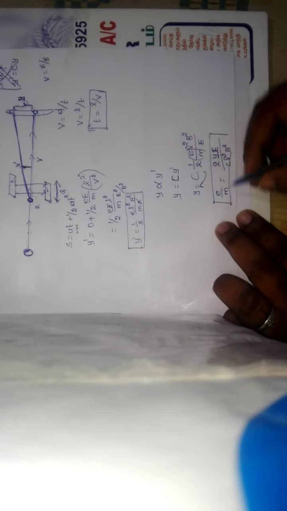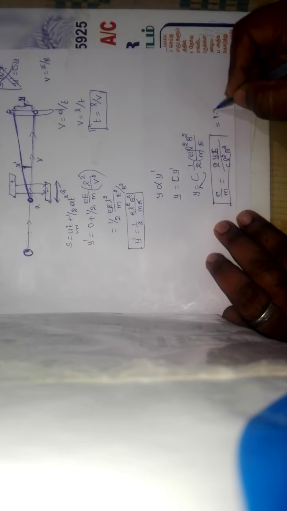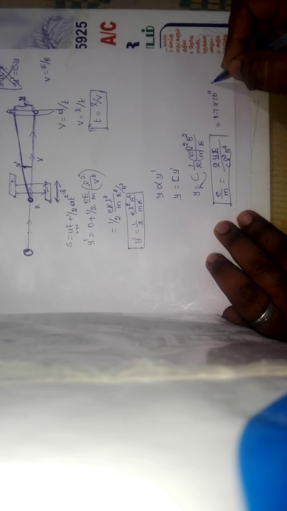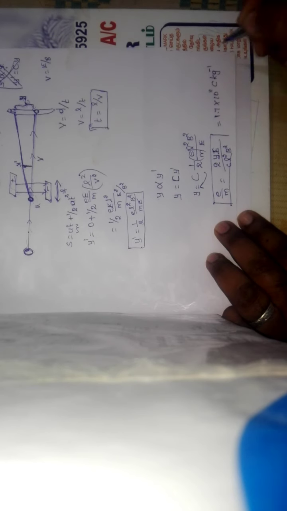After substituting, we get e by m equals 2YE by C L square B square. Substituting the values on the right-hand side: Y the total displacement, E the applied electric field, B the applied magnetic field, L the horizontal distance, and C that constant. After substituting, we get e by m equals 1.7 into 10 power 11 coulomb kg power minus 1.